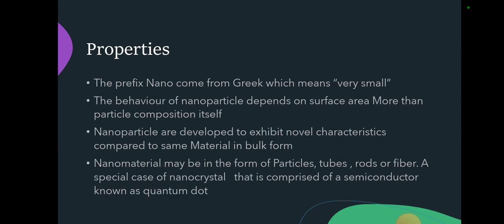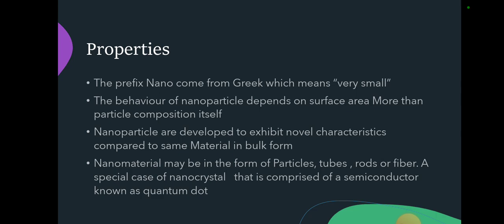Then the properties: the behavior of nanomaterials may depend more on surface area than on particle composition itself. Therefore, nanomaterials that have the same composition as materials in bulk form may have different physical and chemical properties than the same material in bulk form. And nanomaterials are developed to exhibit novel characteristics compared to those materials in bulk form.